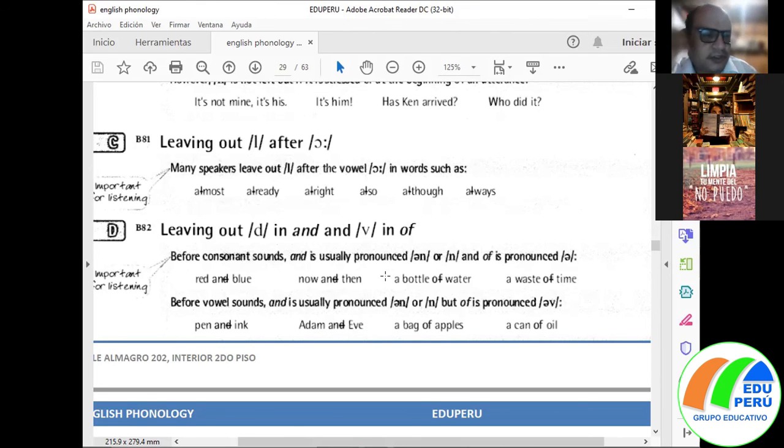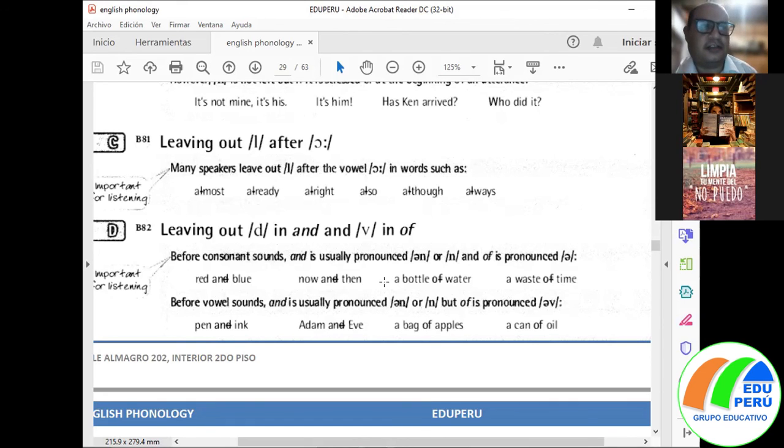Notice the example: "red and blue." This is the normal pronunciation. So you say "red 'n' blue." Notice that you omit the sound d, and also you can omit the vowel: "red n blue."